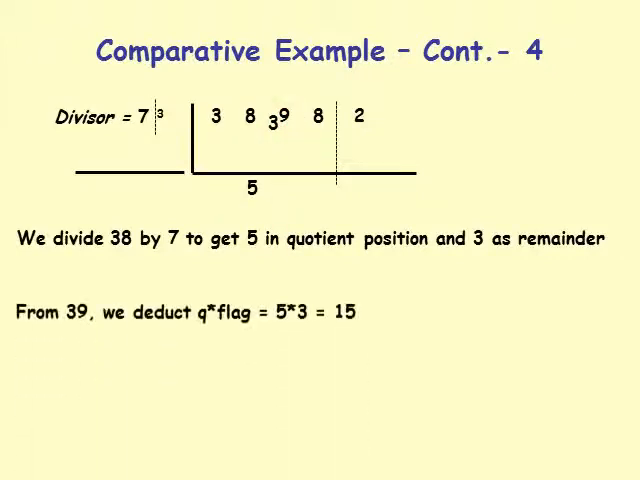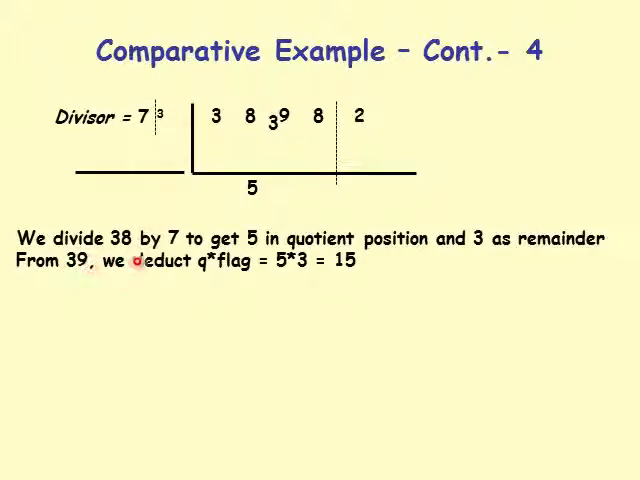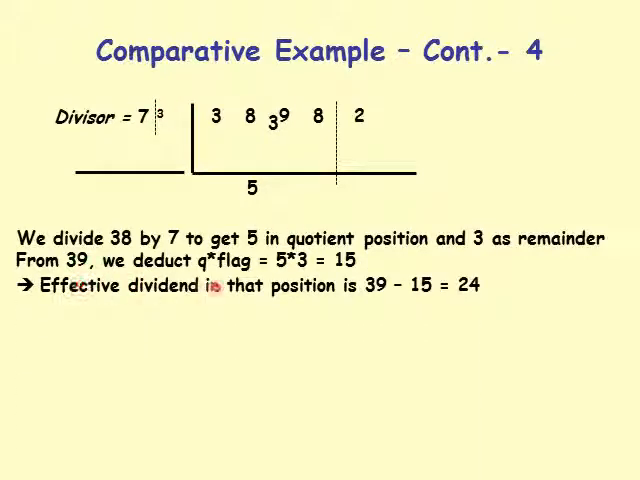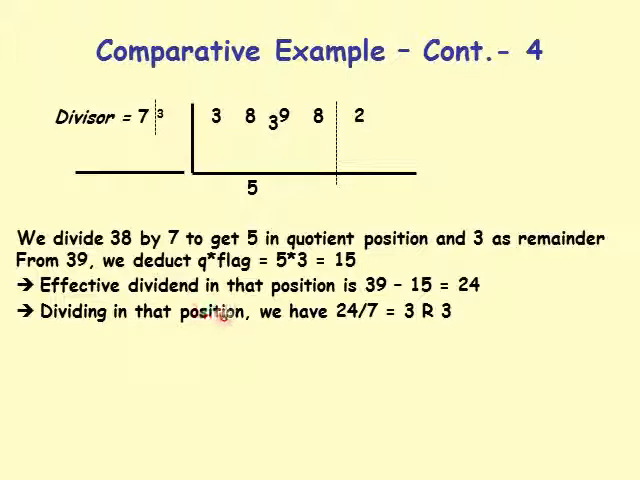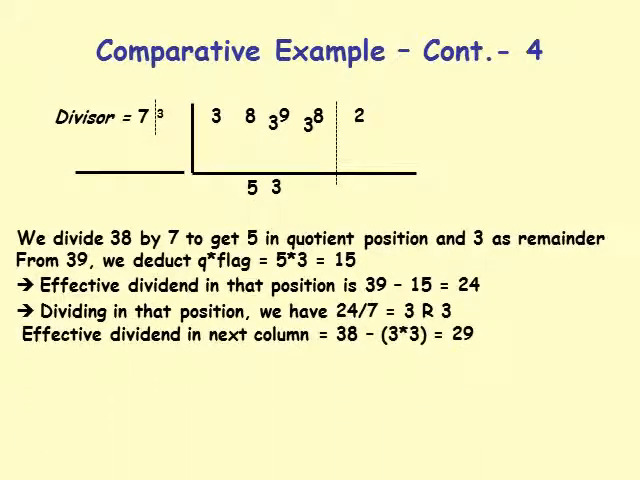From 39 we deduct Q, which is 5, times the flag, which is 3, and that is 15. So the effective dividend in that position is 39 minus 15, which is 24. Dividing in that position, 24 divided by 7 is 3, remainder 3. So we got 3, remainder 3. Now the next column.